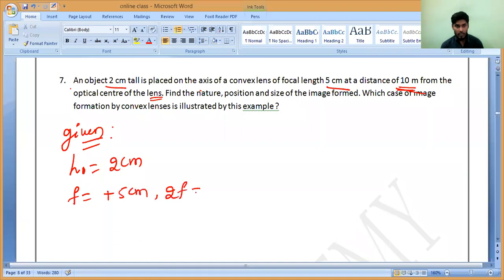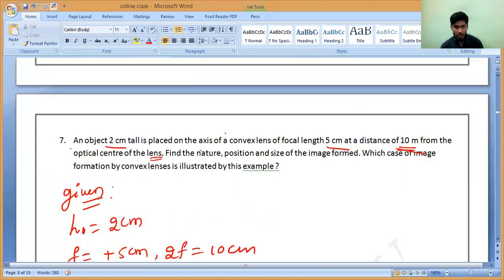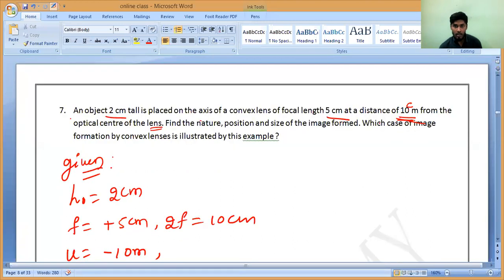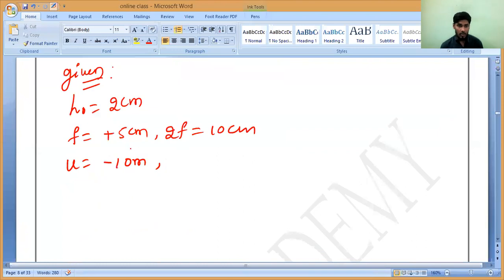You know, 2F is 10 centimeter. But U is minus 10 centimeter. I have to put meter, minus 10 meter. Here also, centimeter. Yeah, that is also correct. It is actually minus 10 centimeter. Centimeter, C is missing, you can type that. Understand? So it is the same as 2F, sir. So now you proceed.